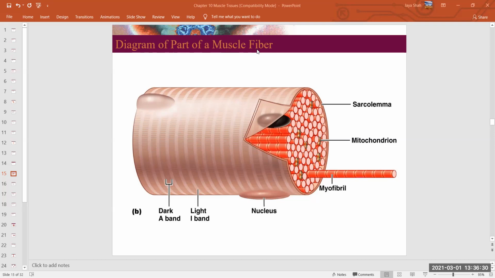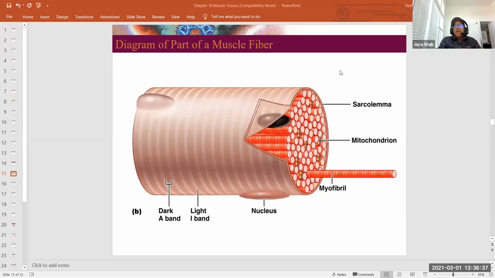See here, this is a muscle fiber. Muscle fiber means muscle cell. Epimysium. So it's endomysium? Look here, my God. I'm failing.